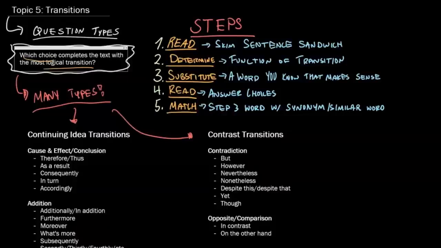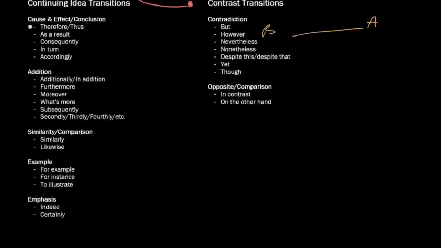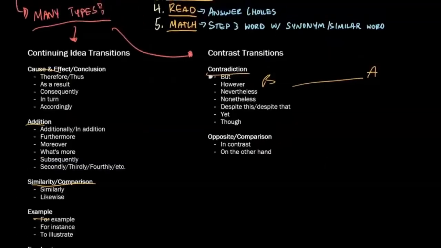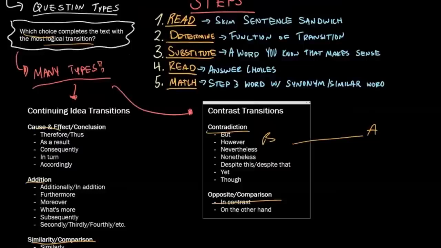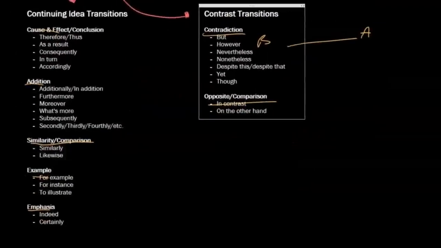First thing you want to do is skim what we call a sentence sandwich, and that means you have the sentence that you're focusing on with a blank, you have the sentence before, and you have the sentence after. Then you're going to determine what the function of that transition is. What is it trying to do? Is it trying to show cause and effect? Is it trying to show like a list? Is it trying to show similarities, examples, emphases, contradictions, or opposites? You have to figure out which one of these it is. And you do not need to memorize all of these. Just try to remember one or two, and then see if you can find synonyms for those in your answer choices when you actually get a question.